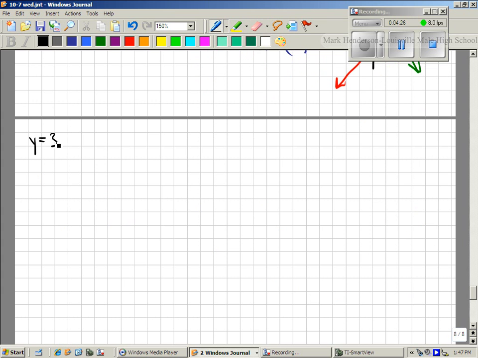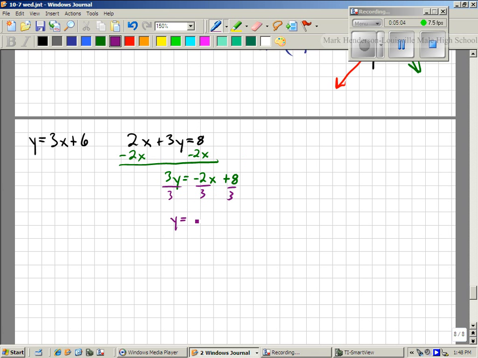All right, so here we have y equals 3x plus 6, which is a little bit different than what we just had. We had negative 3x plus 6. And then I'm going to have another equation, 2x plus 3y equals 8. What I'm going to do here, I'm going to subtract 2x from both sides, which gives you 3y equals negative 2x plus 8. From there, I'm going to divide by 3 everywhere. You have y equals negative 2/3 x plus 8/3.